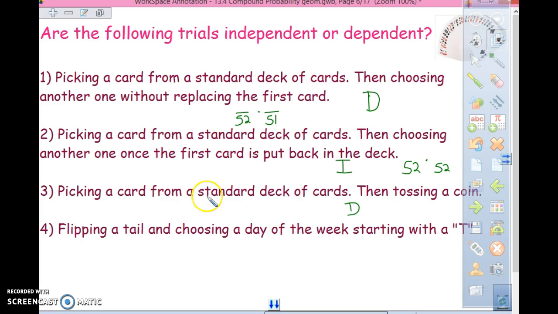Example 4, flipping a tail and choosing a day of the week that starts with a T. Again, I don't think these events will have anything that will affect the other, so these two would also be independent events. They're independent of each other. Also, this one would have been independent, sorry.